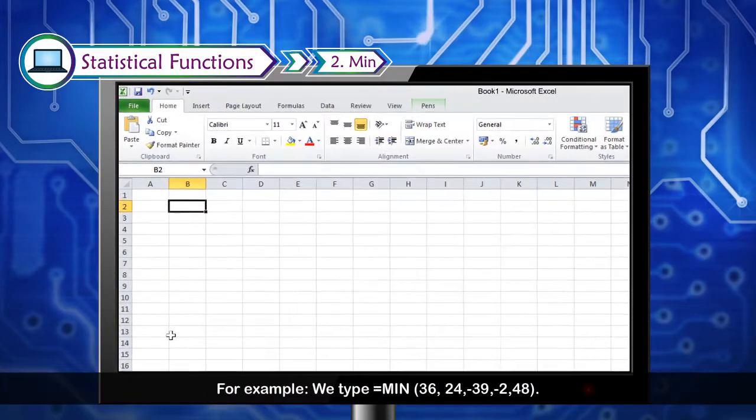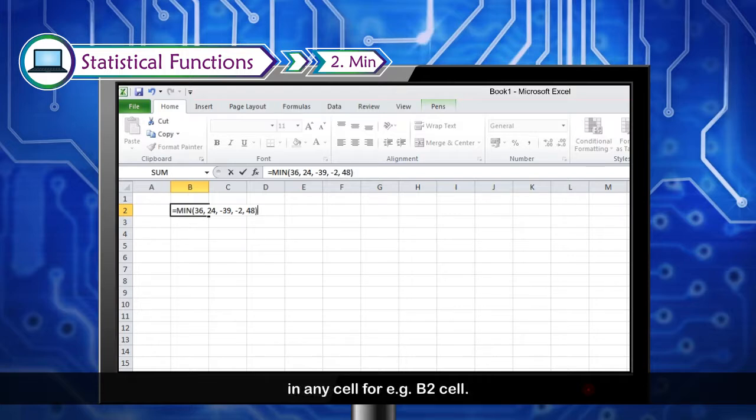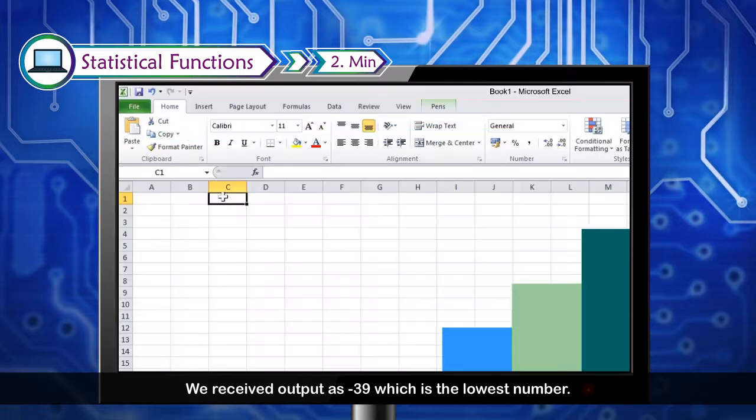For example, we type =MIN(36, 24, -39, -2, 48) in any cell, for example, the B2 cell. We received output as -39, which is the lowest number.